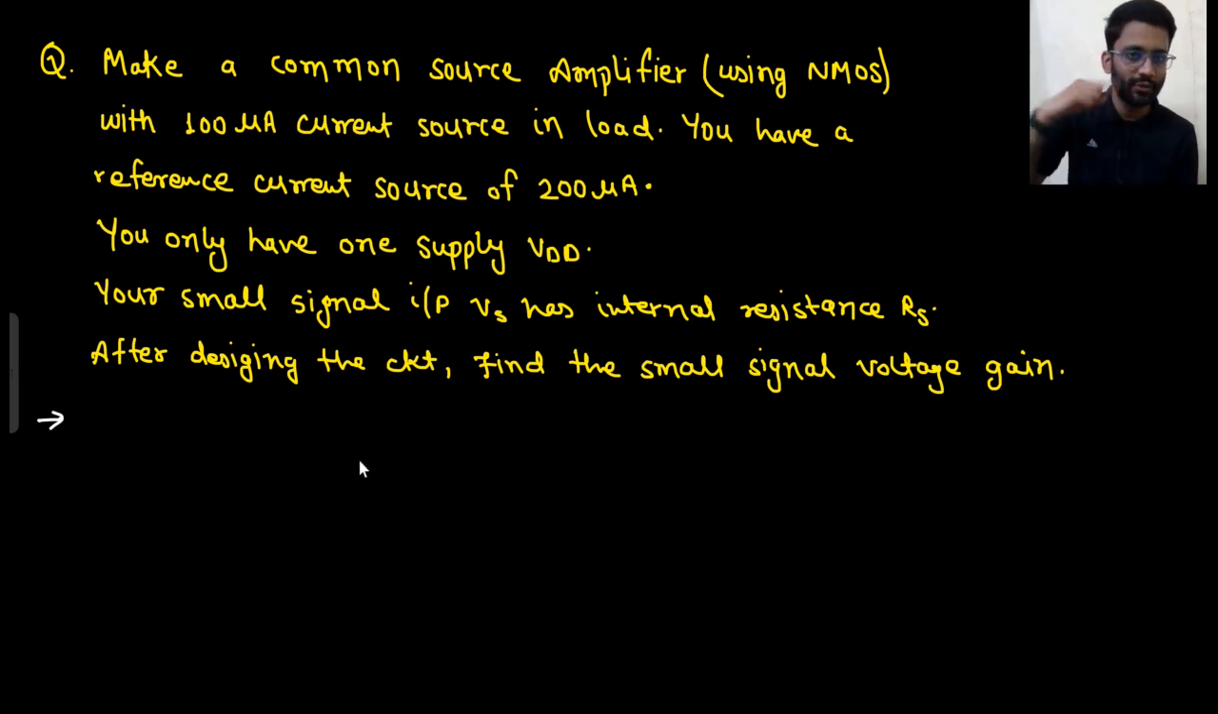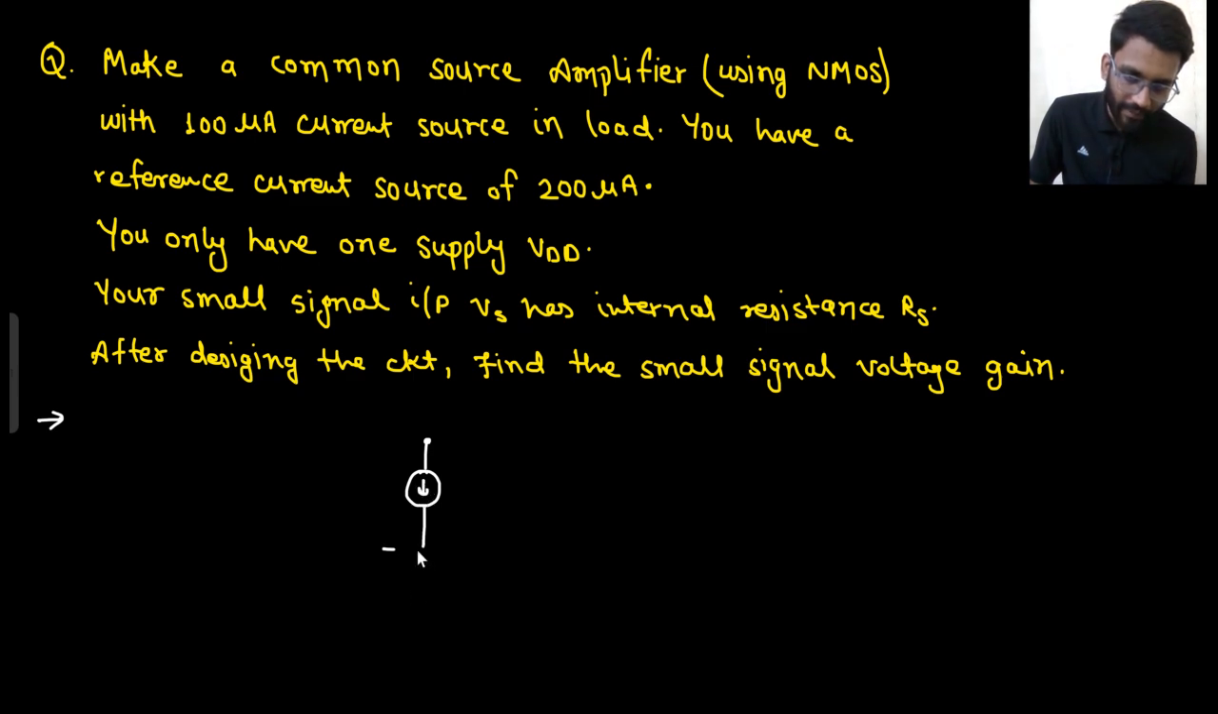You have to make a common source amplifier using NMOS. So common source amplifier that will be made using NMOS with a 100 microampere current source in load. Okay, till now this is the question. 100 microampere current source in load. This is the common source amplifier. Load will be at output. So this is the 100 microampere current source.